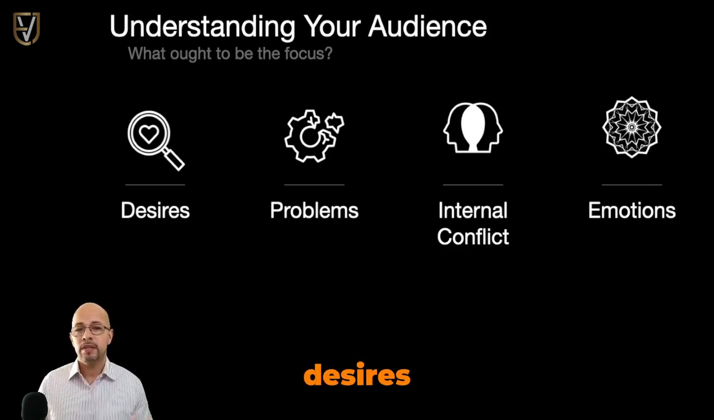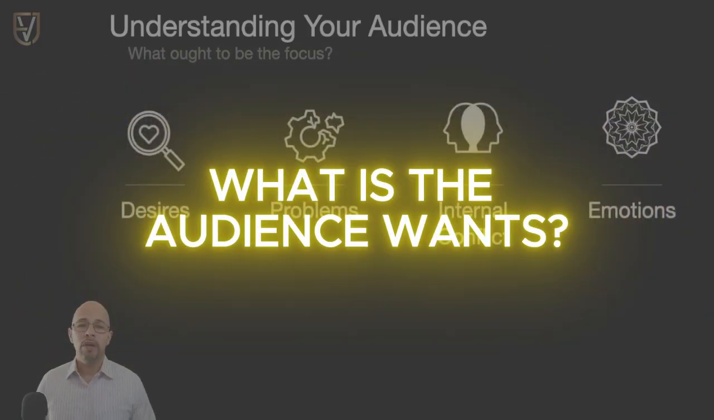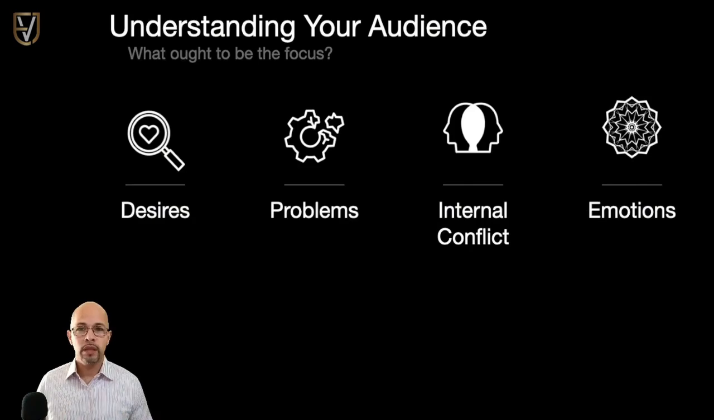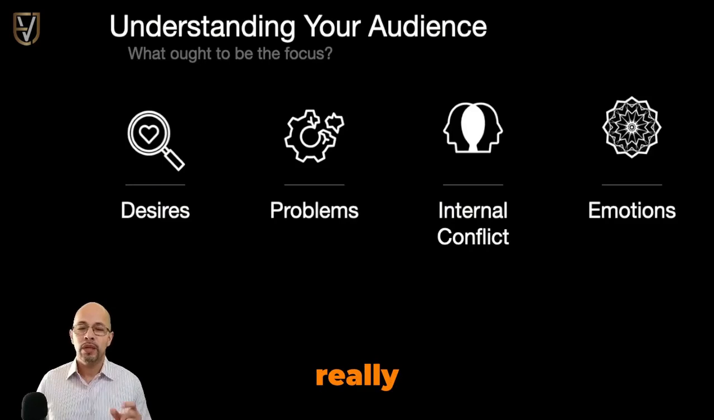And there's four of these: desires, problems, internal conflicts, and emotion. So for example, let's look at desire. What is it that the audience wants? What is it that gives them pleasure? What is going to make them happy? So it's really understanding that key aspect of desires.